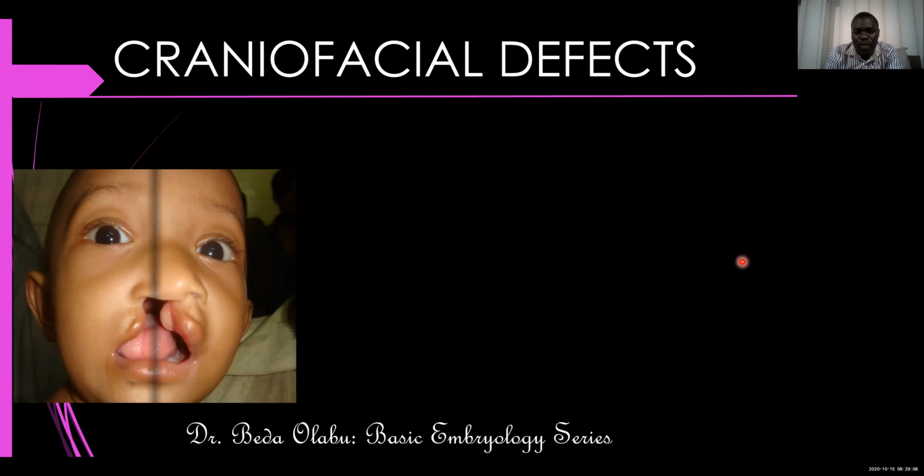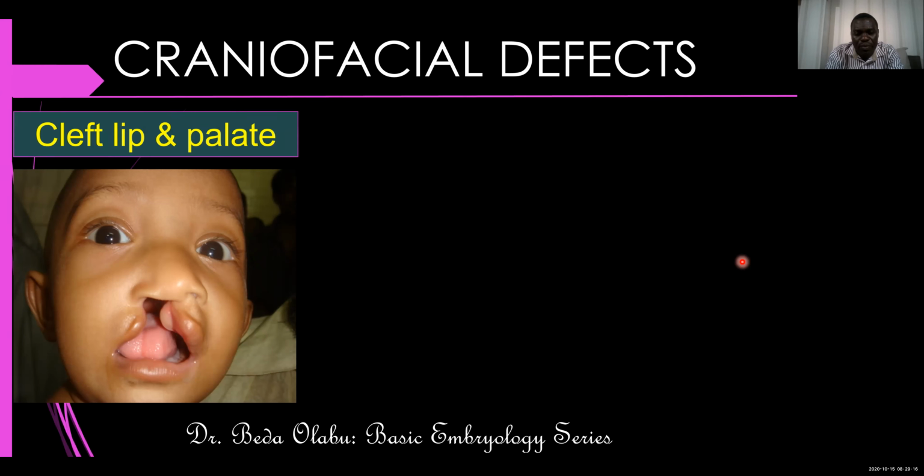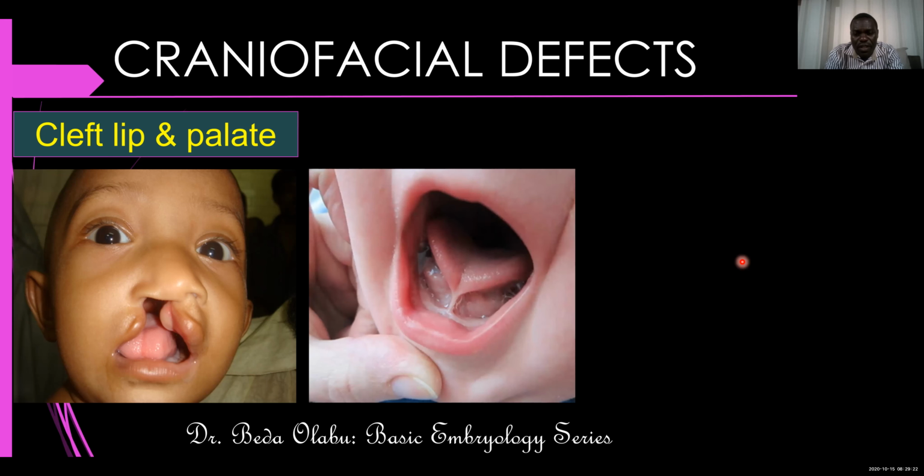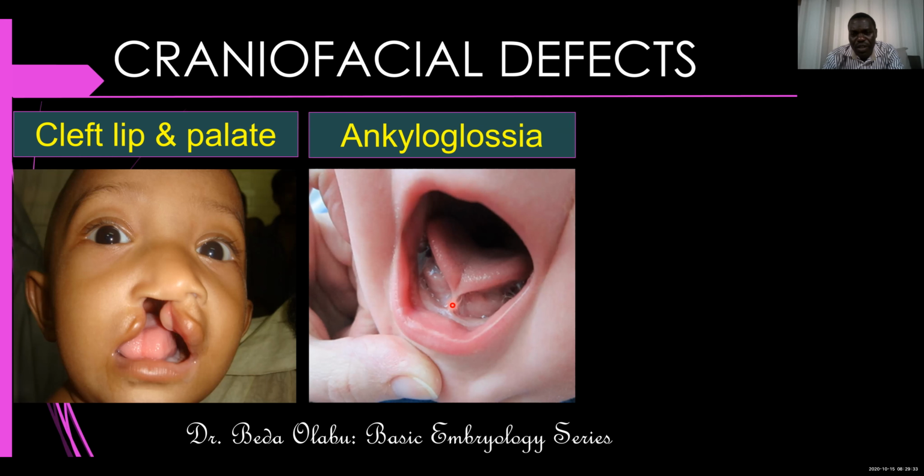You can have some abnormalities in the face, and the kid you're seeing there has a cleft both in the palate as well as in the upper lip. This is failure of fusion. The one you're seeing here has something holding the tongue down. So this is due to incomplete tissue resorption. We call it tongue tie, or by that name you're seeing there, ankyloglossia.